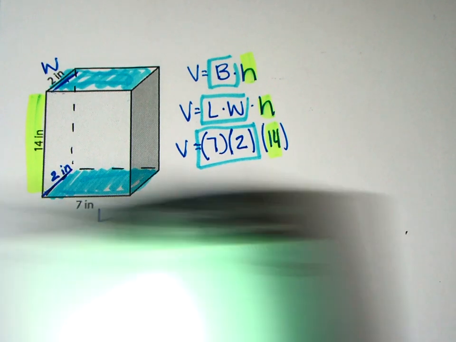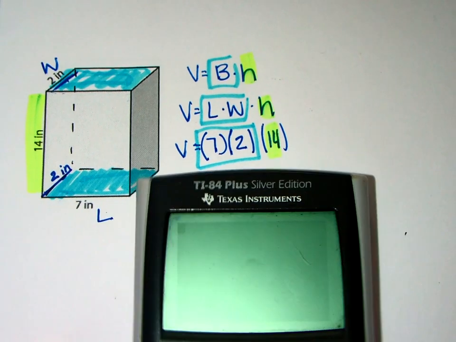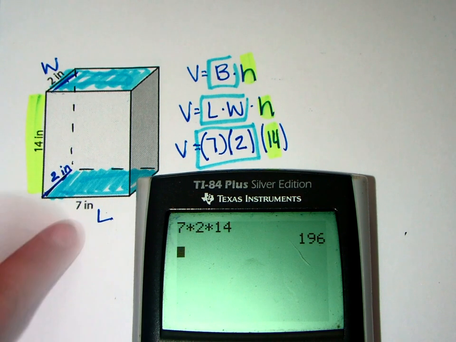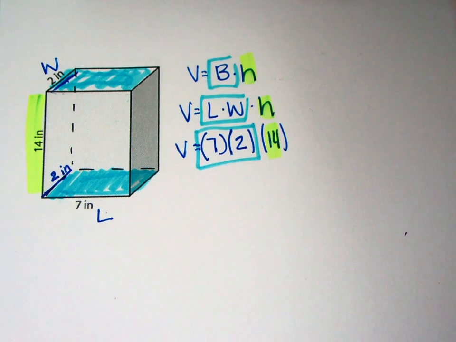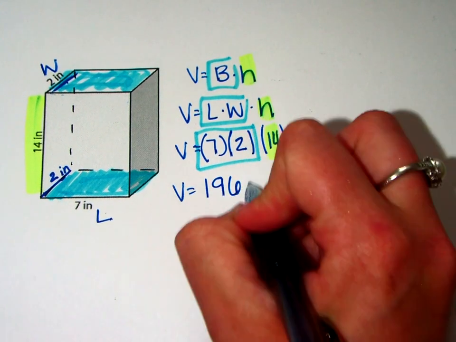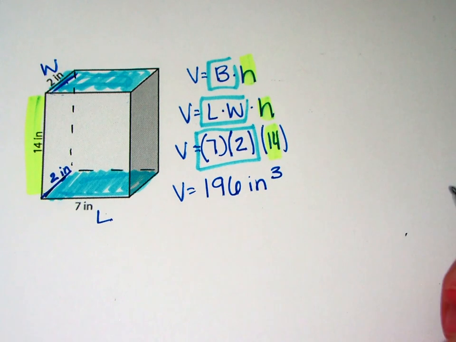So let's go ahead and type all this into our calculator. I'm going to just use 7 times 2 times 14 to get 196. My units are inches, so that's going to be cubic inches. So my volume equals 196 inches to the 3rd power, or cubic inches.